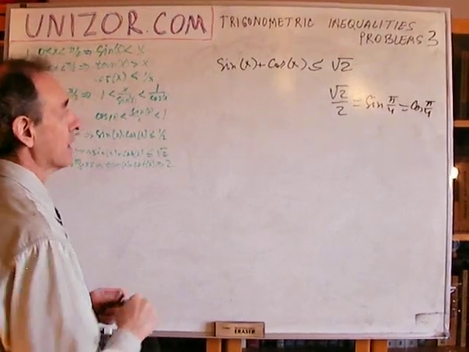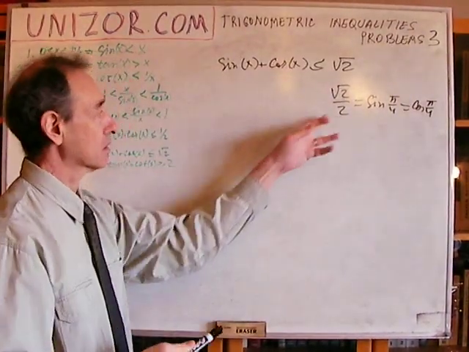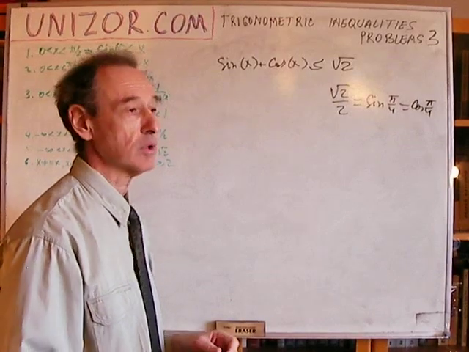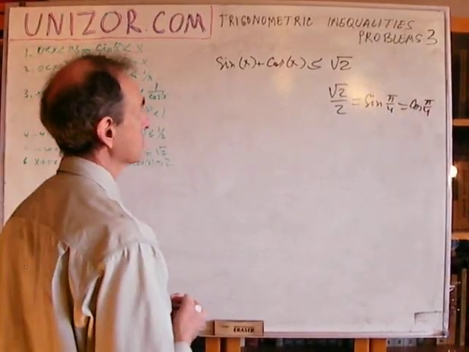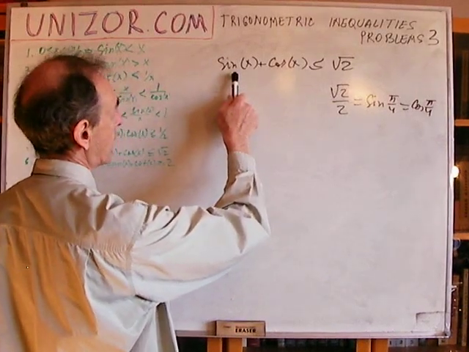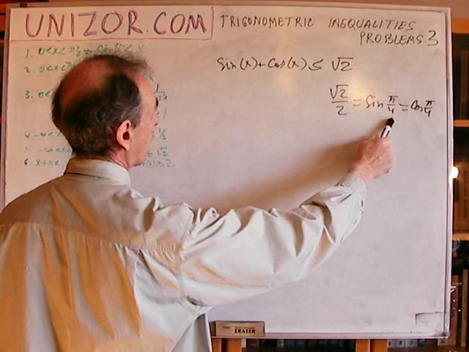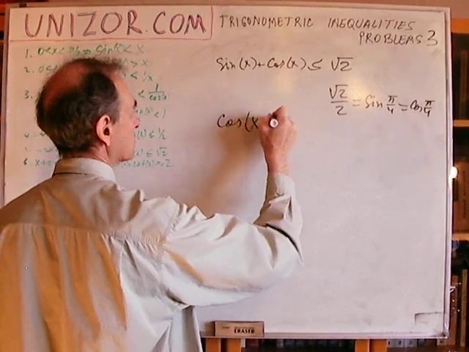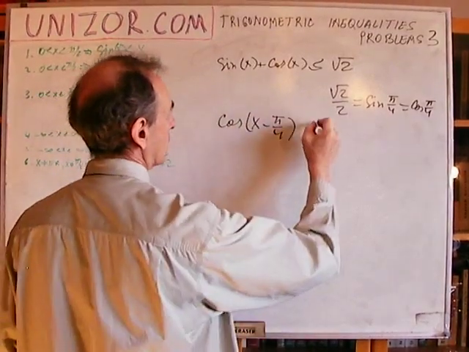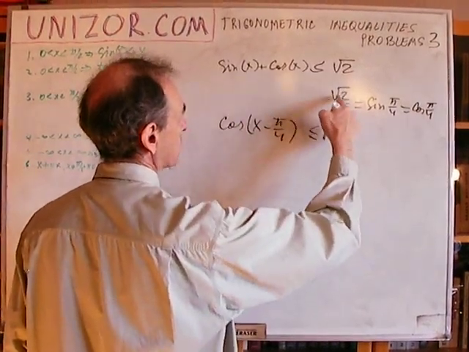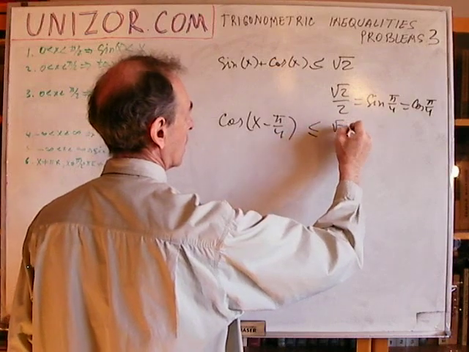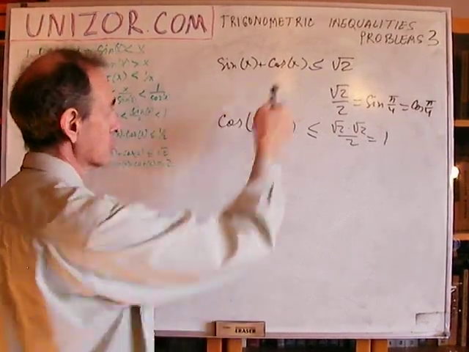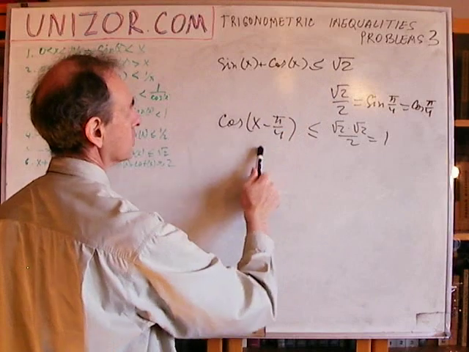So if I multiply this inequality by this particular constant, it would be an invariant transformation. It would be an inequality which will have exactly the same solutions. But now, if I do it this way, then sine x times sine pi over 4 plus cosine x cosine pi over 4 is basically cosine of x minus pi over 4. Now, on the right, I have square root of 2 times square root of 2 divided by 2, which is 1.